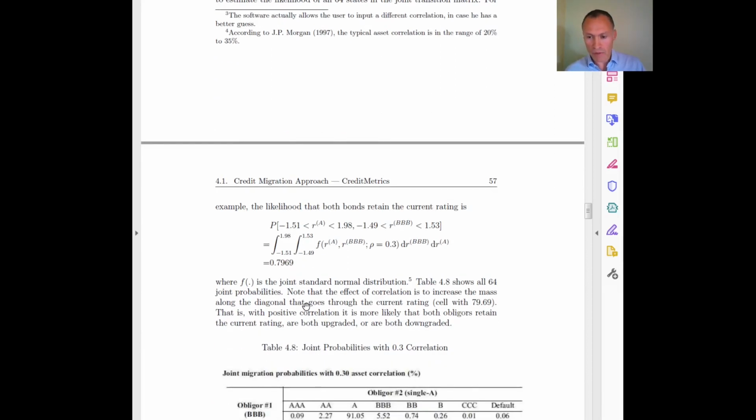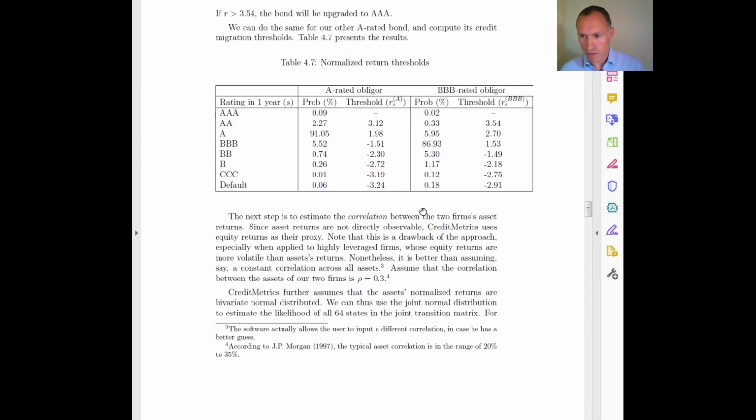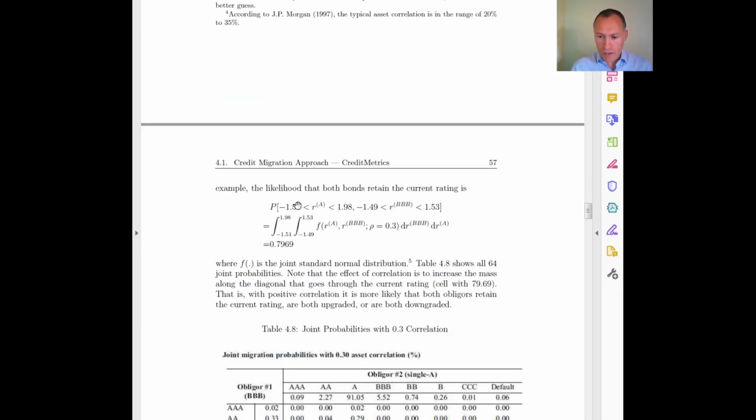For example, the probability that both bonds remain in the current rating, so that firm A remains A and firm B remains triple B, is the probability that we observe a return for firm A that is between the thresholds that keep it in A, and for firm B, a return that is between the thresholds that keep it in triple B. So for example, for the triple B, it would be these thresholds here that keep the firm with a triple B rating. So the joint probability is given by this double integral of the bivariate normal density.